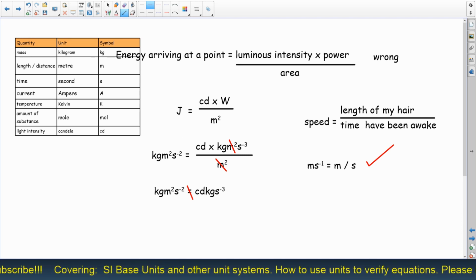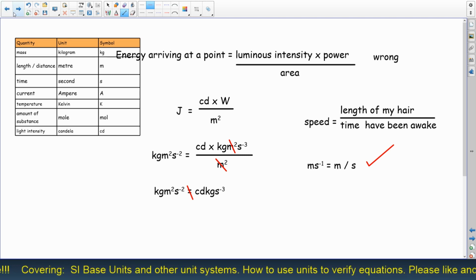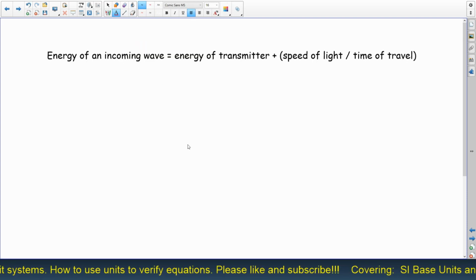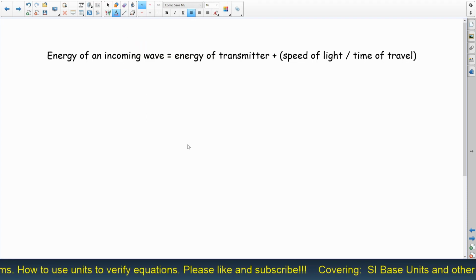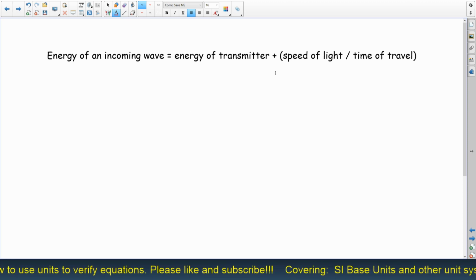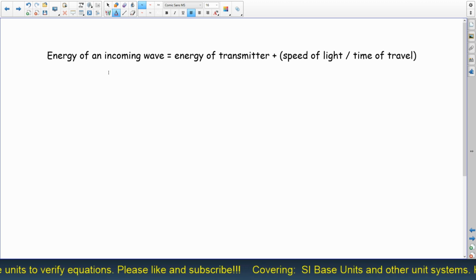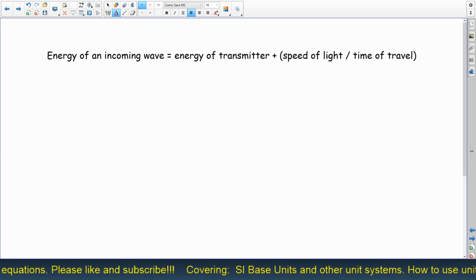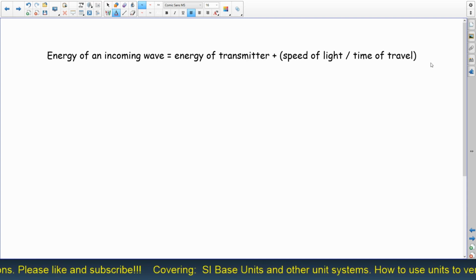Okay, right. So once we're armed with that, we can then decide whether or not systems are worth investigating or not. And there's another way that this can be used, and this is a common exam trick. Take a look at this equation. All right, so let's imagine that we have some form of energy-emitting wave thingy, right? And somebody comes up with the equation saying that the energy of the incoming wave is going to be the energy of the transmitter plus the speed of light divided by the time of travel.